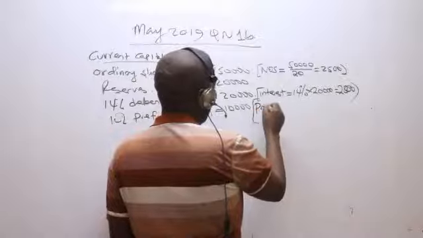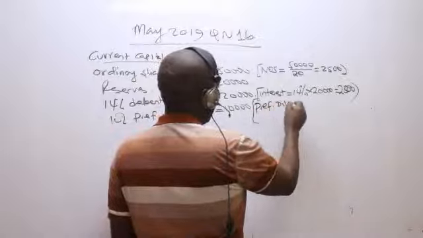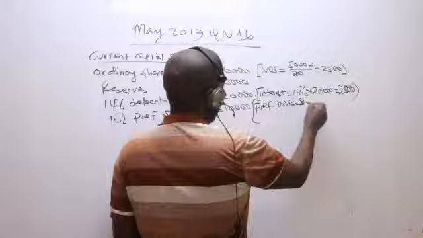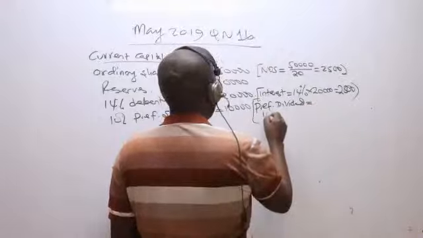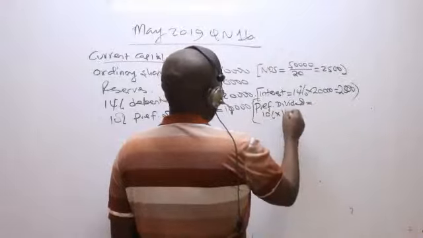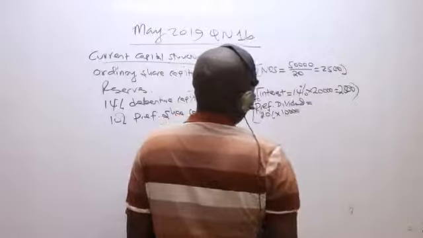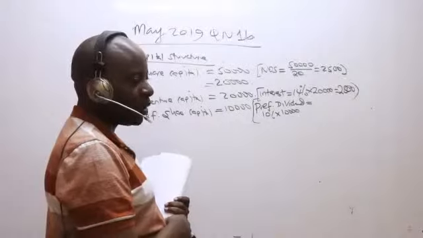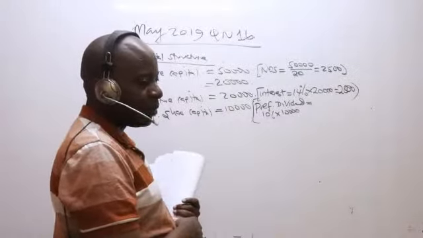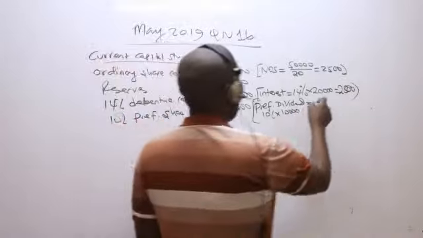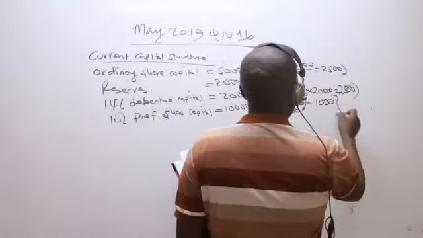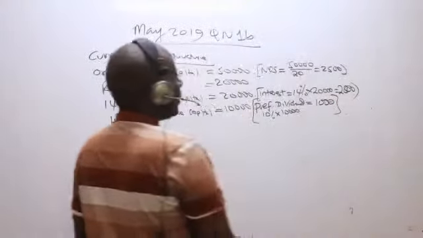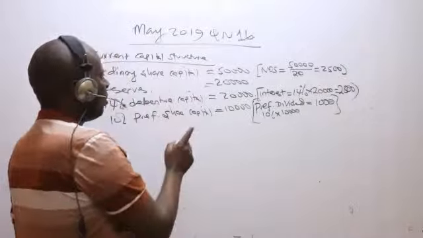And then we have the preference shares, which attract the preference dividend. The preference dividend will be 10% of 10,000, which will give me 1,000. Thank you very much. These are very important.